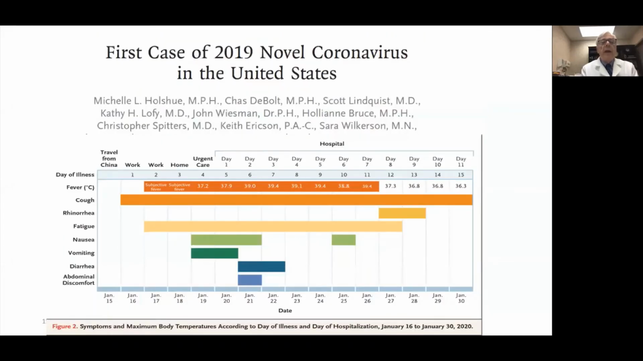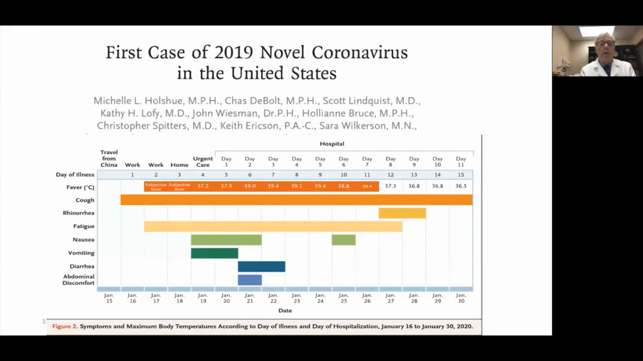Now, this is the first case that was reported in the United States. This is a patient who actually came from Wuhan. As you can see on that shaded bar that has the numbers, this person traveled from China, from Wuhan. On his first day back at work, he developed somewhat of a cough. The next day, some fatigue and some fever. Eventually, on the 4th day after coming back from Wuhan, he went to an urgent care center because of his symptoms. I'm going to show you a chest x-ray in just a second, which really was quite clear. And so he was sent home.